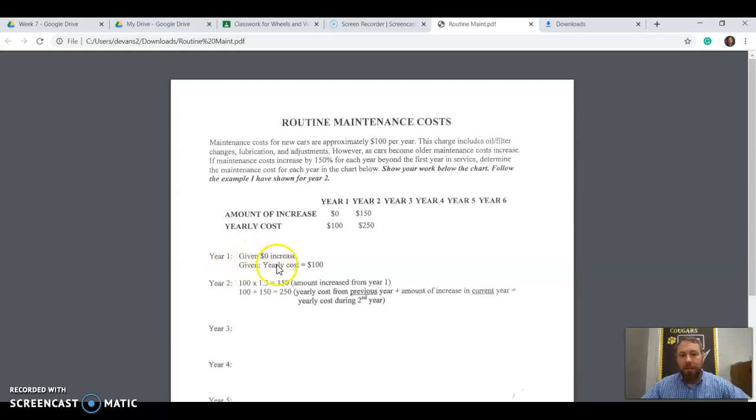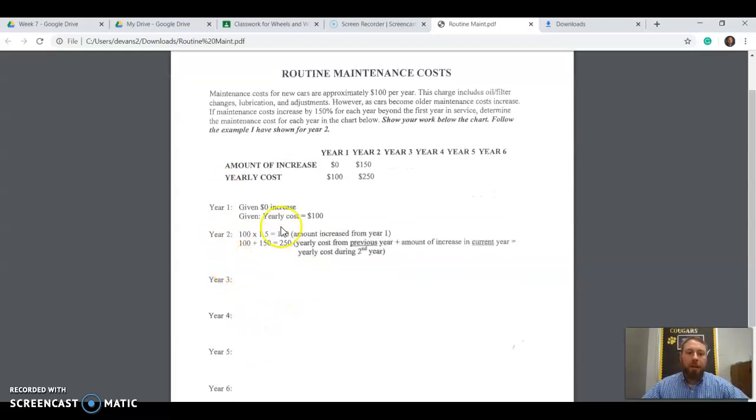So I'm going to say this again, you only have to do this one time. And basically what you do is you start with 0 for year one, and it increases by 150% or 1.5. We're going to multiply by that for year two. So if you look at this year one, you're given 0% increase, and your yearly cost is $100 for a brand new car for maintenance for the year. Maybe a couple of oil changes, wiper blade or something like that, but this is what they're calculating.